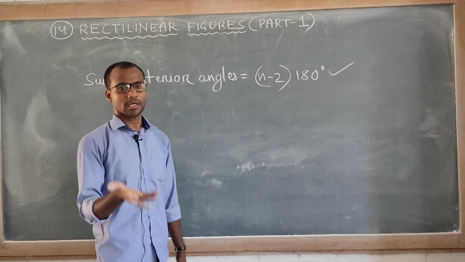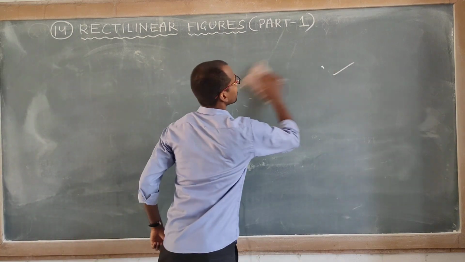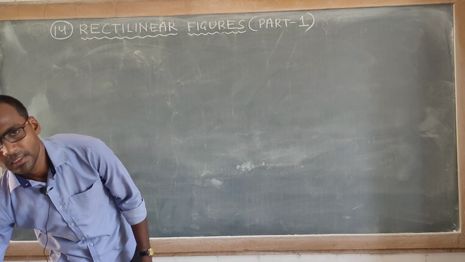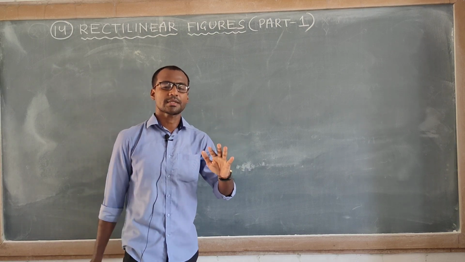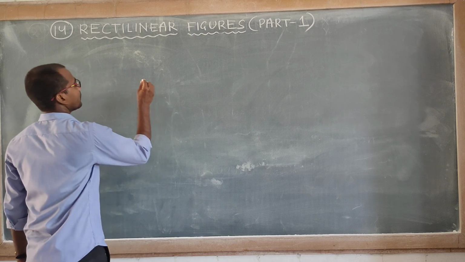Now let us move to exterior angles. Let us see what will be the sum of exterior angles. Is there any relation between sides and exterior angles, as there was relation between sides and interior angles? First, let us take a triangle.